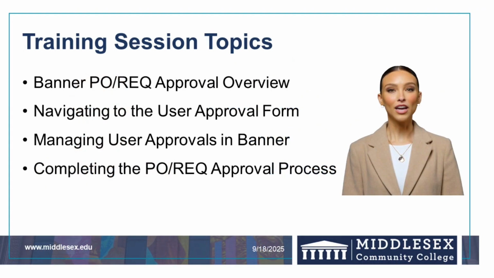In this session, you'll be guided through the essential steps of the purchase order (PO) and requisition (REQ) approval process in Banner. Topics include Banner purchase order or requisition approval overview, navigating to the user approval form, managing user approvals in Banner, and completing the purchase order or requisition approval process.